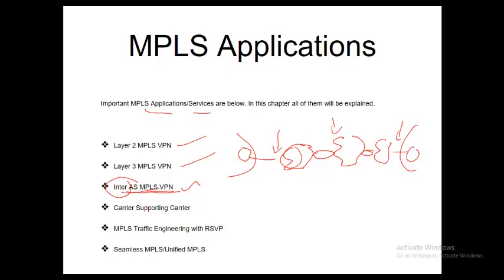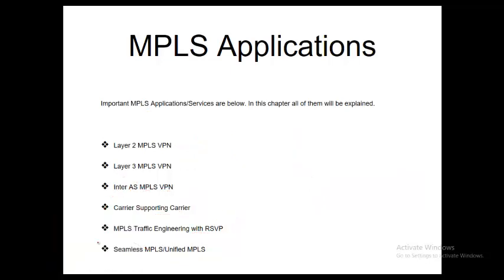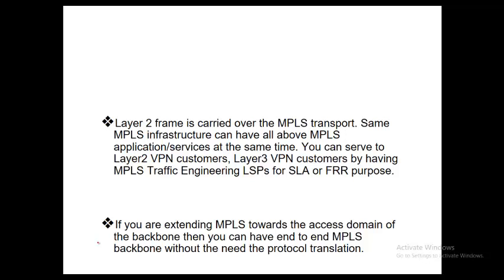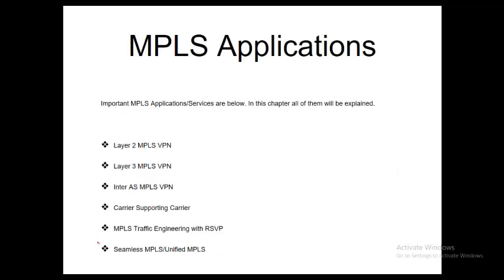And then carrier supporting carrier, CSC, is exactly something related to this. One carrier supporting another carrier. They need MPLS again. MPLS traffic engineering with RSVP, Resource Reservation Protocol, also needs it. And there is something called seamless MPLS or unified MPLS, which is nothing but segment routing. So these are the things that the service provider focuses on.